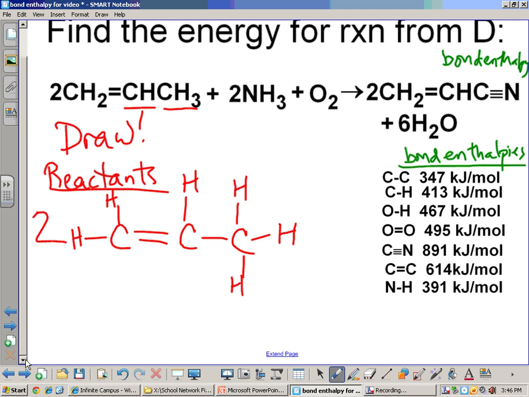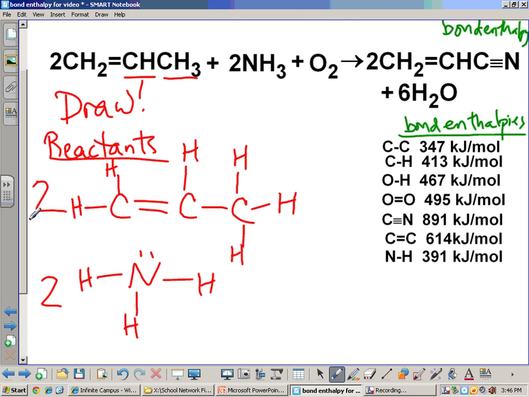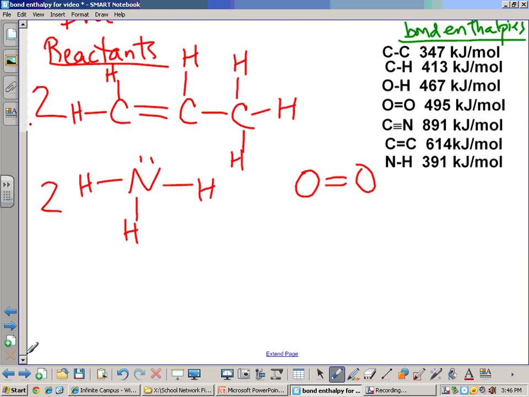Then I've got NH3. That's pretty easy to draw. I can draw that. Straightforward, 2 of those. And then O2. That's O2. There we go. So these are my reactants. Now we're going to do the same thing. We're going to draw the products.